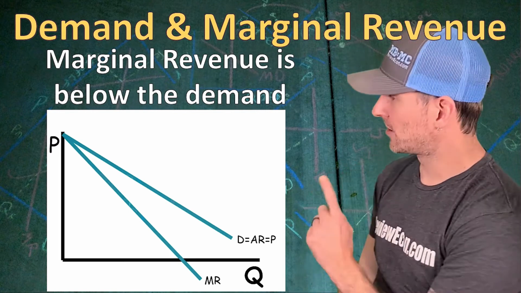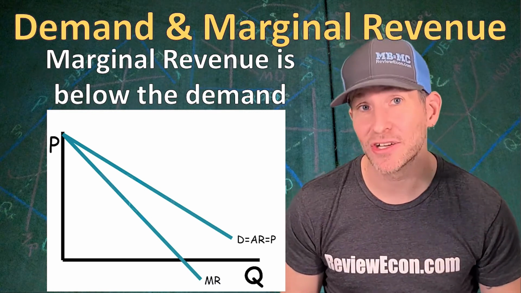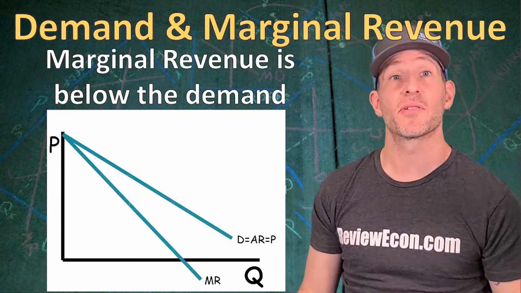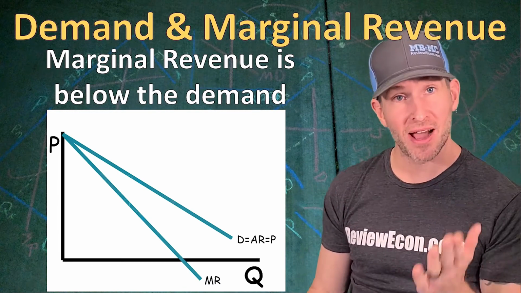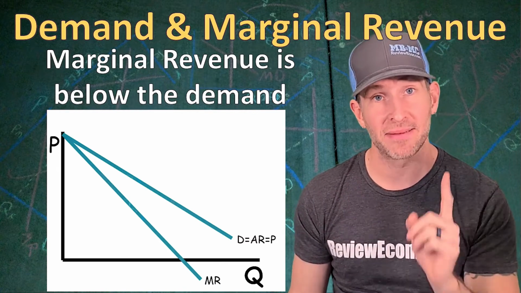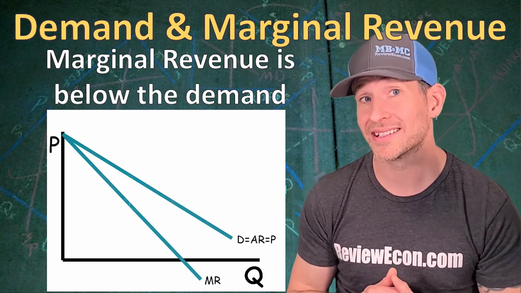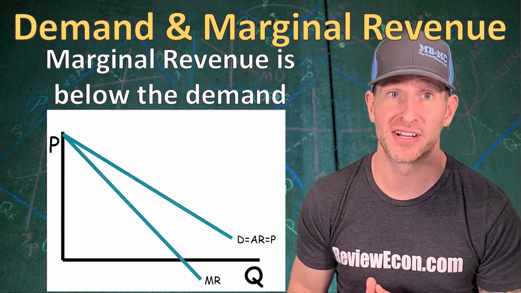Keep in mind that the marginal revenue curve is going to be below the demand curve because this is a single price monopoly. Unless otherwise specified, you can assume on the AP microeconomics exam that a monopoly is a single price monopoly. That means they charge everybody the same price for their product. There is no price discrimination. You'll see a perfect price discriminating monopoly in another video moving forward.